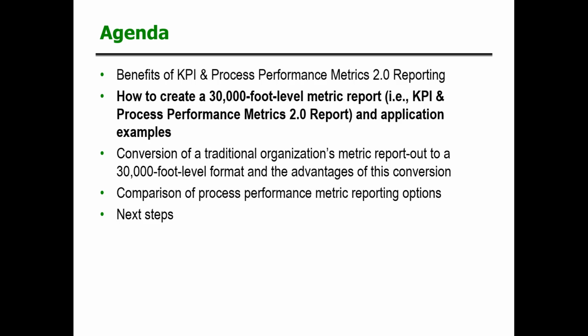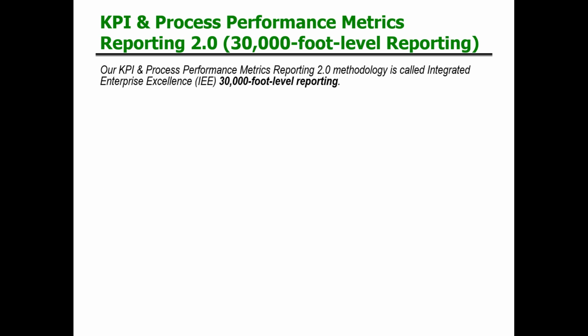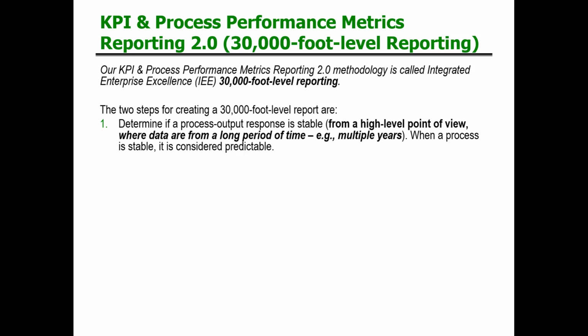Second agenda topic: how to create 30,000 foot level reports and application examples. Our KPI and Process Performance Metrics Reporting 2.0 methodology is called Integrated Enterprise Excellence, or IEE 30,000 foot level reporting. The two steps for creating a 30,000 foot level report are: 1. Determine if a process output response is stable. Now this is from a high level viewpoint where data are from a long period of time, for example, multiple years. When a process is stable, it is considered predictable.